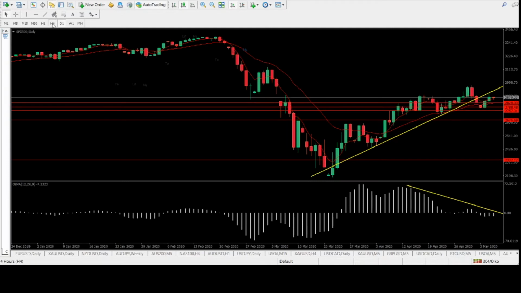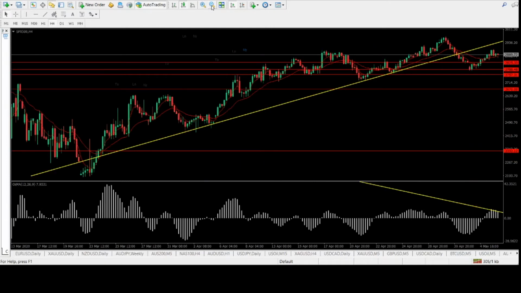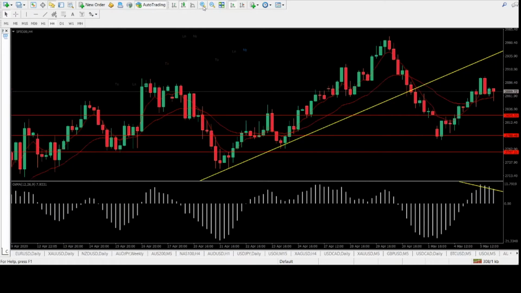So I'm going to move lower here to the 4-hour chart, and I'm going to explain what I'm seeing here on the 4-hour chart. Why don't we just zoom in a little bit here.